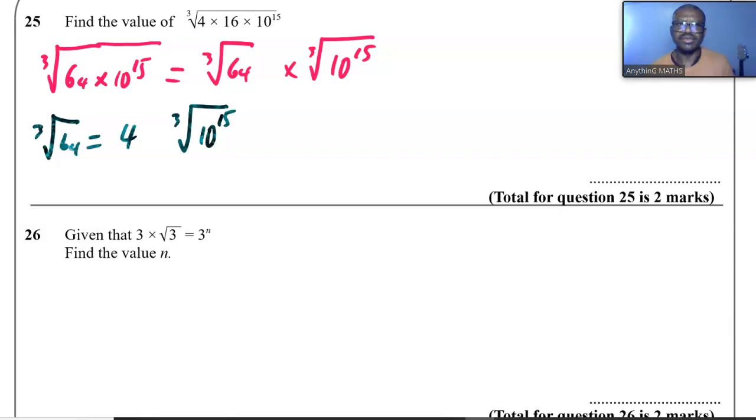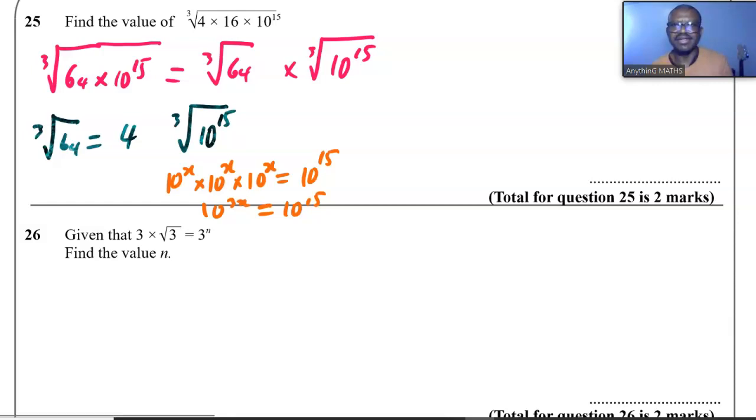Suppose we don't know, so we say that number is 10 raised to the power x. If it's 10 raised to the power x, we have to multiply 10 raised to the power x by itself 3 times. So 10 raised to the power x times 10 raised to the power x times 10 raised to the power x should give us 10 raised to the power 15. We know that this will be 10 raised to the power 3x, which should be equal to 10 raised to the power 15. It means x must be 5.